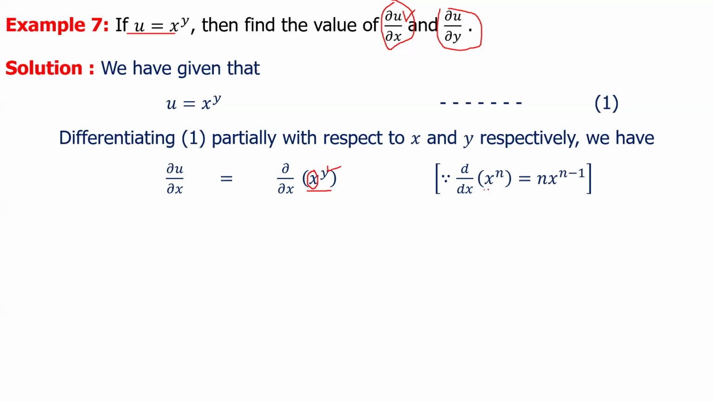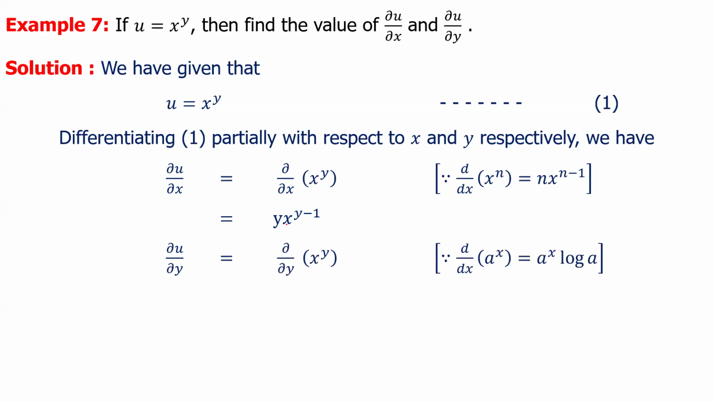What is the derivative of x to the power n with respect to x? It is nothing but n into x to the power n minus 1. So same thing we apply over here. So what is the derivative of x to the power y with respect to x? So this is nothing but y into x to the power y minus 1. Here y is constant and x is variable. So the partial derivative of u with respect to x is y into x to the power y minus 1.